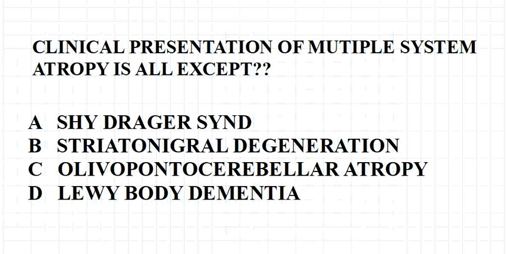What's the question? The clinical presentation of multiple system atrophy is all except. You have the options here. One is Shy-Drager syndrome. Second one is striatonigral degeneration. Third one is olivopontocerebellar atrophy. And fourth one is LB dementia. LB means Lewy body dementia.